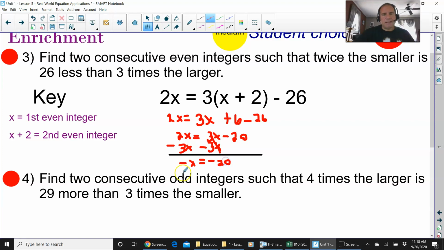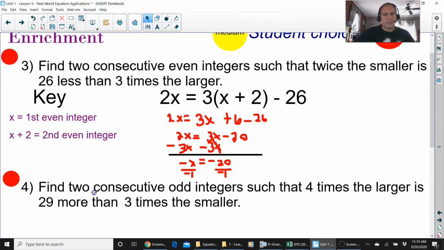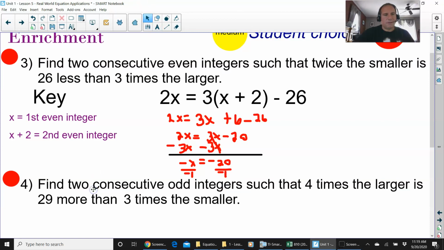And to get rid of that negative, you would divide by the number that is next to the x, which is always 1, but since it's a negative x, it'll be a negative 1. Let me just move this down just a little bit. All right, so now the negative and the negative 1 cancel, and then x comes down, and x equals 20.